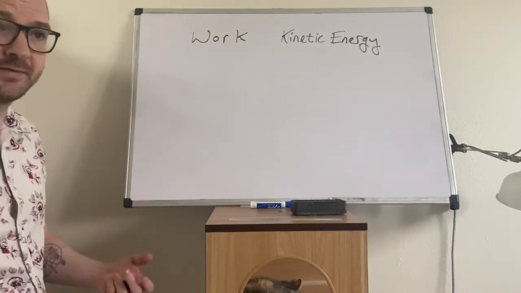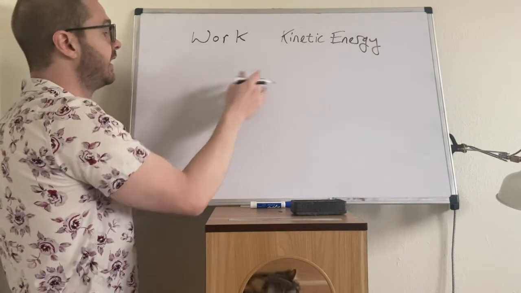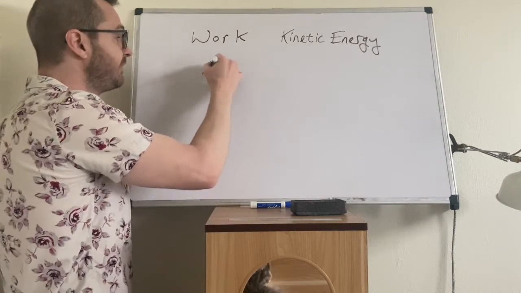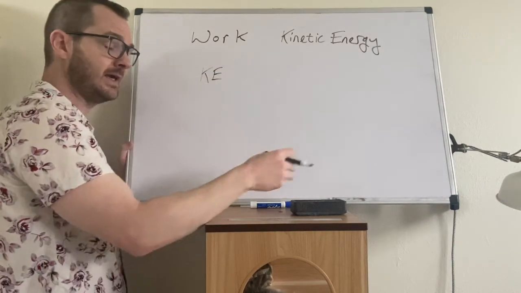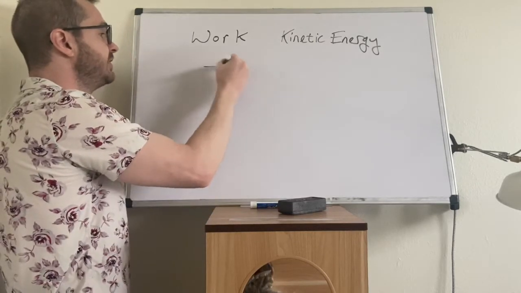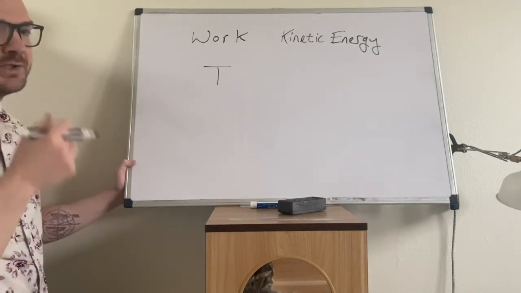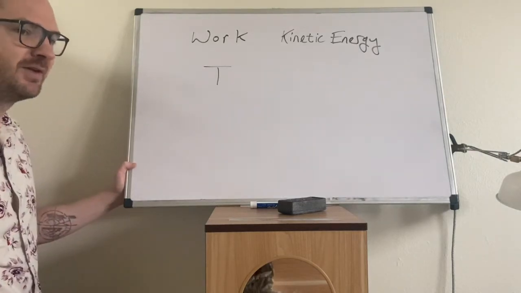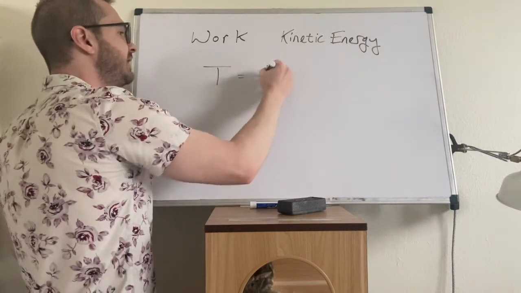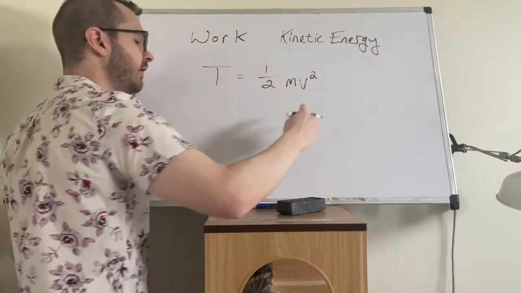I expect that everyone is familiar with the equation for kinetic energy. First of all, the symbol for kinetic energy, if you really want, you can write it as KE. The formal symbol for kinetic energy, though, is a capital T, which does obviously share notation with temperature, so just be careful. You've probably seen this equation. Kinetic energy is 1/2 mv squared.